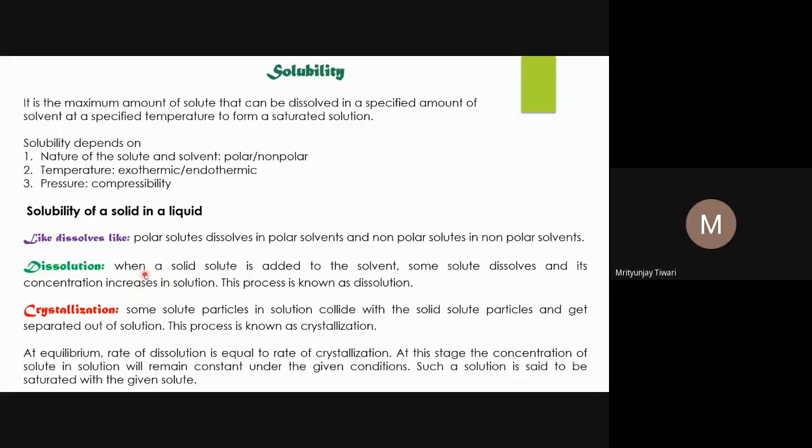Let's understand this. When a solid solute is added to the solvent, some solute dissolves and its concentration increases in solution. Once it dissolves, it goes into the solution phase. I hope you have understood it. Now this process is known as dissolution. Initially the solute has a separate identity and the solvent has a separate identity. But after a certain time, solute particles will dissolve and mingle with the solvent particles. This is the dissolution.